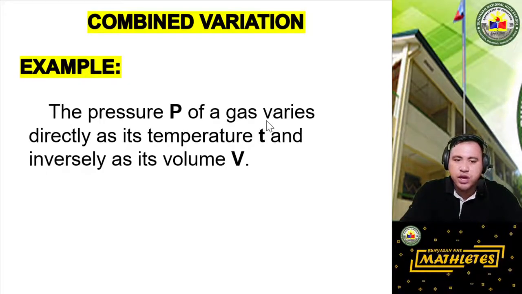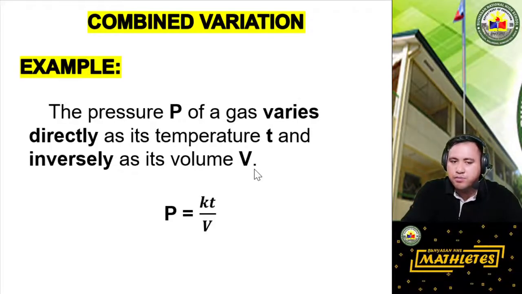Combined variation: we have the pressure P of a gas varies directly as its temperature T and inversely as its volume V. It is a combination of direct and inverse variation. So, we have P is equal to kT, since T is directly related to P, and inversely V. So, kT over V.